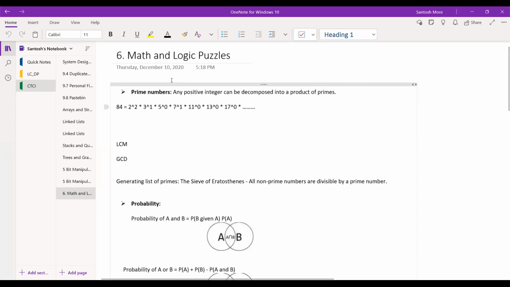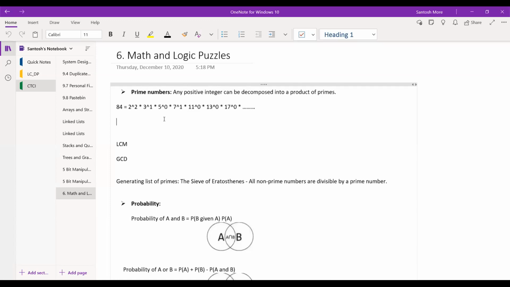The first one is about prime numbers. The book says that any positive integer can be decomposed into a product of primes. The example here is 84. So 84 is actually 4 times 3 times 7, which can be decomposed into a product of primes: 2, 3, and 7. They have also marked the others which are raised to 0, because they are not counted, just to show that any positive integer can be represented this way.